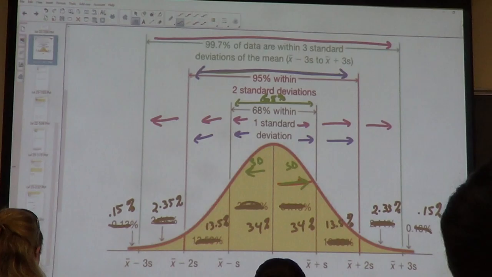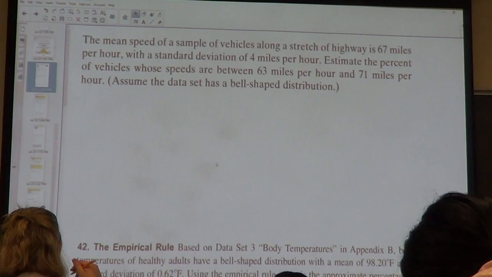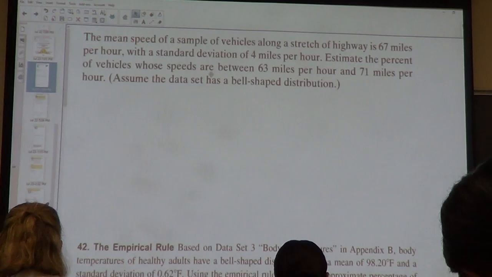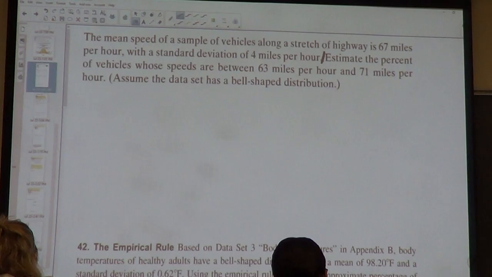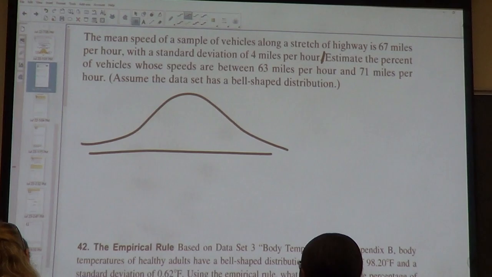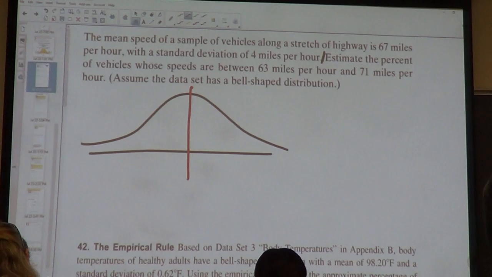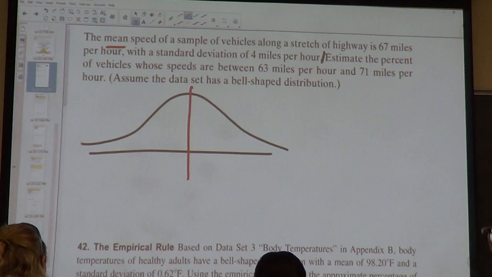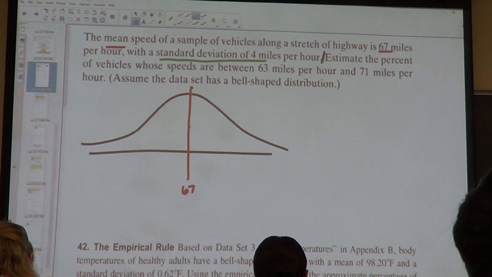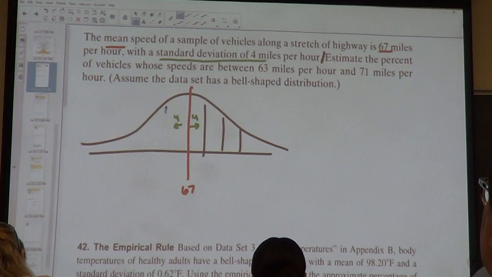So, we're going to look at a problem, and this one says the average speed of vehicles along a stretch of highway is 67 miles an hour with a standard deviation of 4 miles per hour. So we're going to stop right there. This is a normal distribution. The mean is what goes in the middle. So what are we putting in the middle? What is the mean? What is the average? The mean is 67. The standard deviation, which is the jump, is 4.